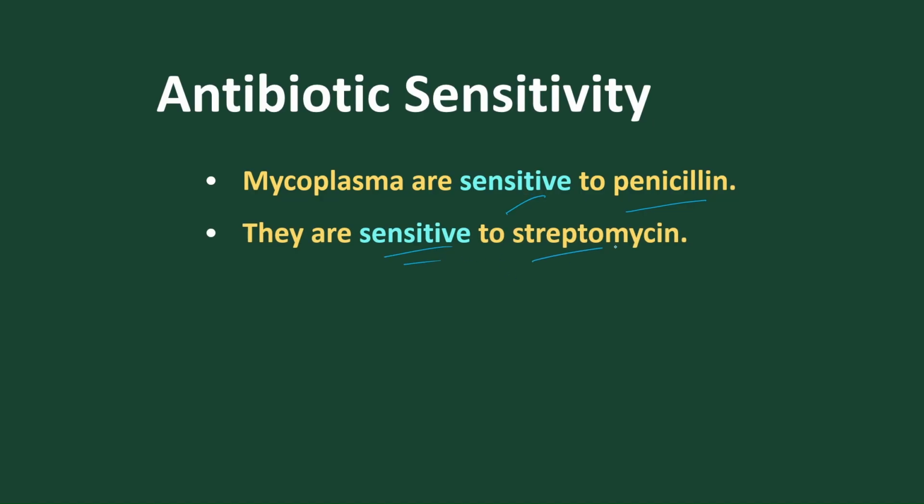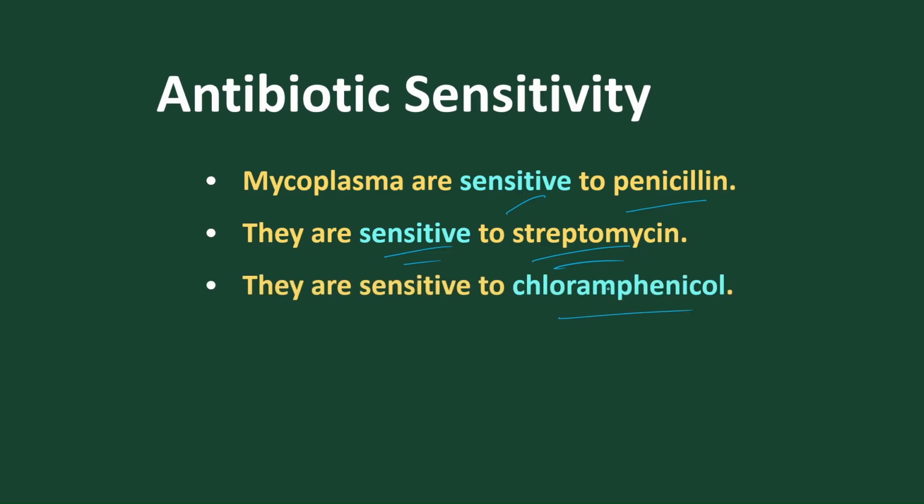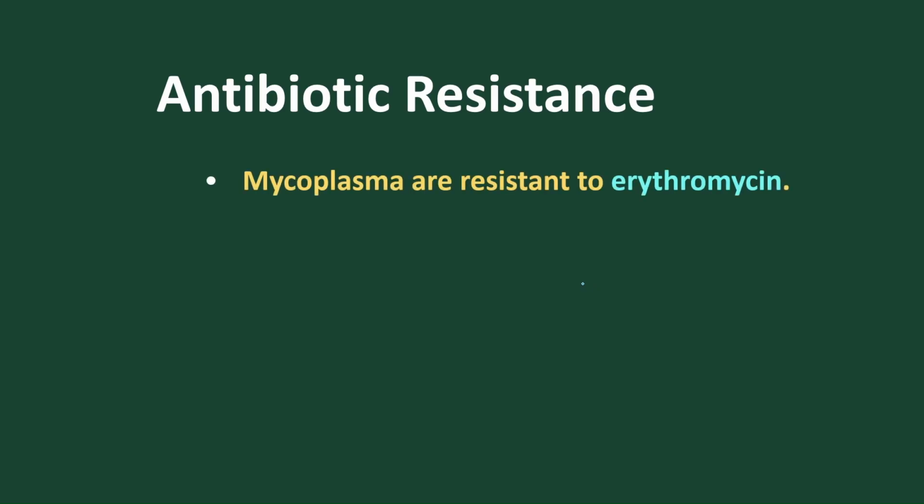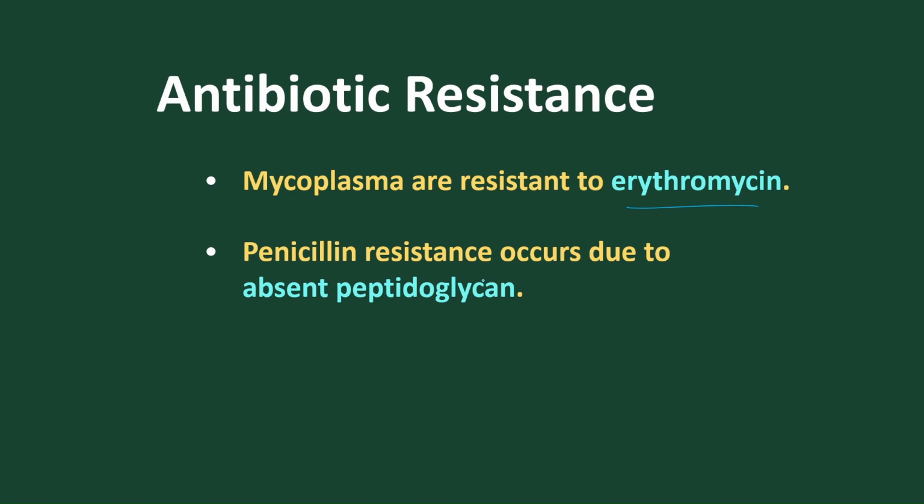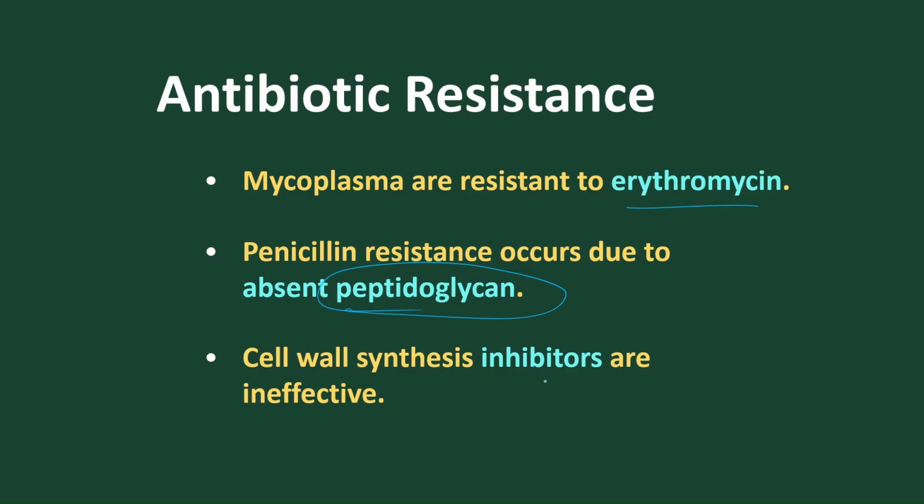They are also sensitive to streptomycin because Mycoplasma don't have a cell wall. They are sensitive to chloramphenicol also. Antibiotic resistance: Mycoplasma are resistant to erythromycin, because Mycoplasma don't have a cell wall due to absence of peptidoglycan. So all these antibiotic resistance genes can enter into it. Cell wall synthesis inhibitors are ineffective.